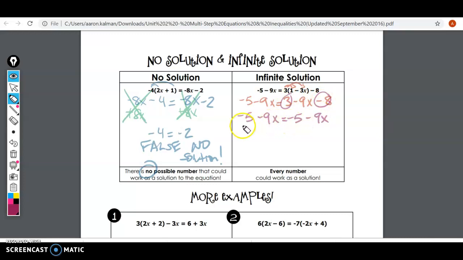Since we have the same expression on both sides of the equal sign, both the constant and the variable term are both the same, you can then say that we are left with infinitely many solutions.